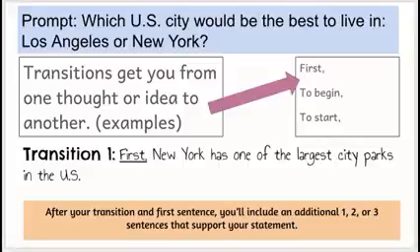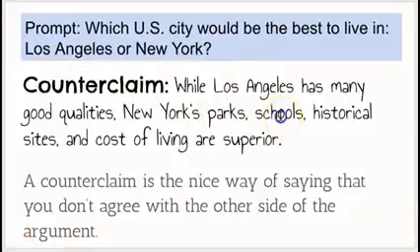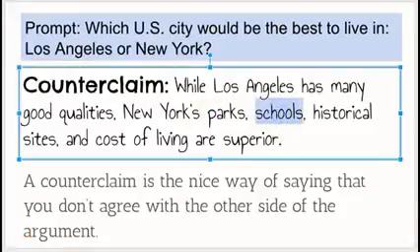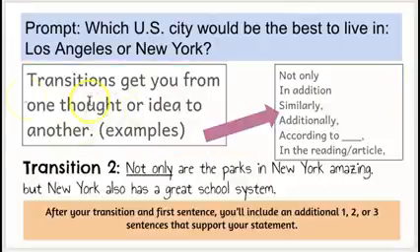Then we move on to our next thought, and if you remember from the counterclaim, the next one is going to talk about schools. Again, transitions get you from one thought or idea to another. Examples of transitions that you can use after you have already written your first phrase include not only, in addition, similarly, additionally, according to blank, because you have to include what you're according it to, and in the reading article, comma. So in this case, the writer chose, "Not only are the parks in New York amazing, but New York also has a great school system."